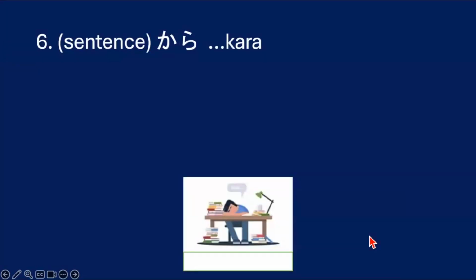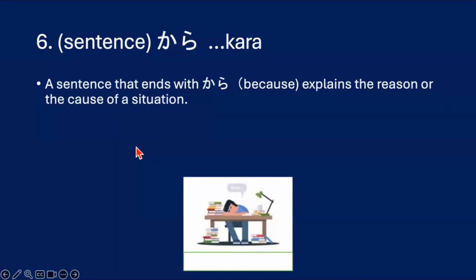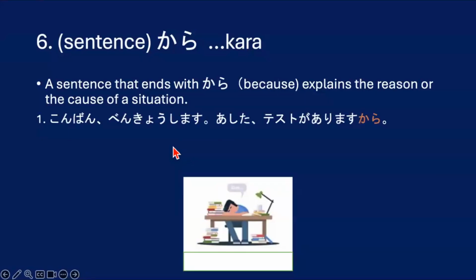And the next one, okay, so up until number 5, these are all about te form and de form. And grammar point 6 is not about te form. It's a complete sentence, and if you add kara, then you're making this sentence into some kind of reason for something that you do. So a sentence that ends with kara, because, explains the reason or the cause of a situation.